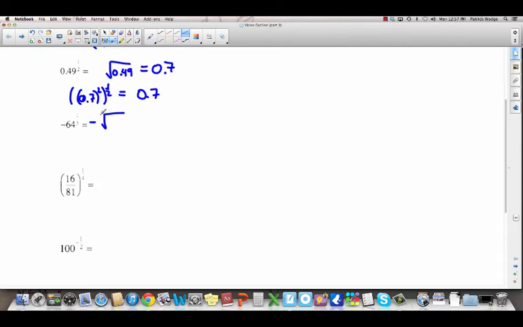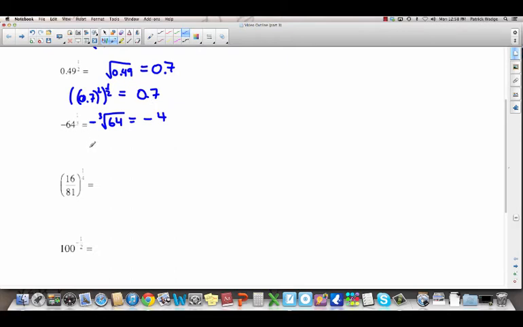What's the index here? Denominator is 3, so the index is 3. And the base 64 goes inside. What does that equal? That equals negative, still there of course. The cube root of 64, what multiplies by itself 3 times to get 64? 4. Okay, a couple other ways you could do this.